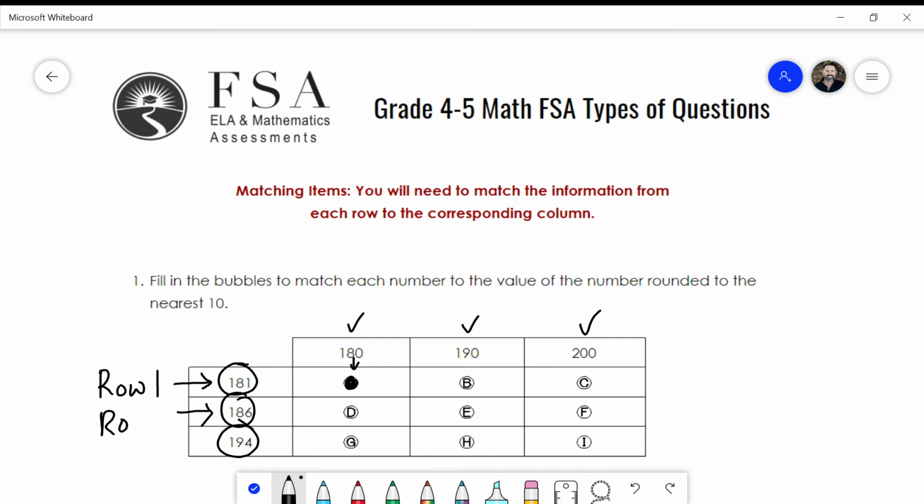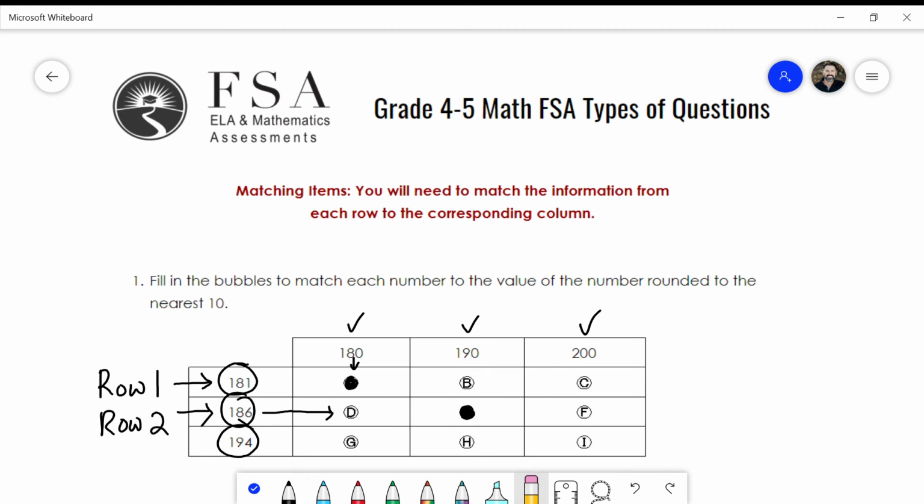Then I go to the second row. Let's call that row 2. I'm looking at 186. Does it round to 180, or 190, or to 200? Well, it rounds to 190. We want to stay on the row that we're working on. You can see I'm putting those arrows to help us visually see the row that we're on. 186 rounded to the nearest 10 is 190, and so I make sure I bubble in E in this case, which is under the 190. But I need to make sure I stay on the same row, okay?